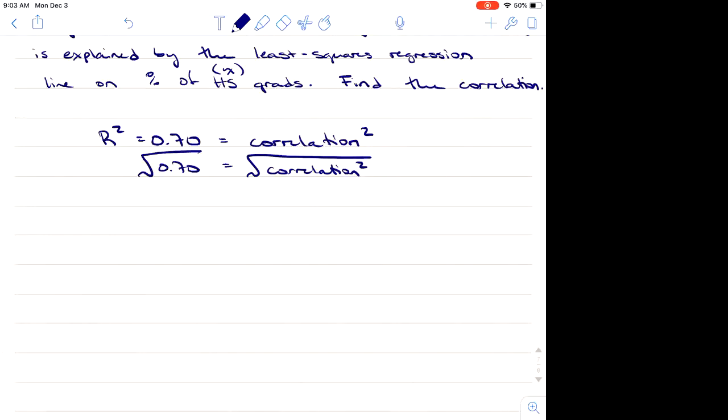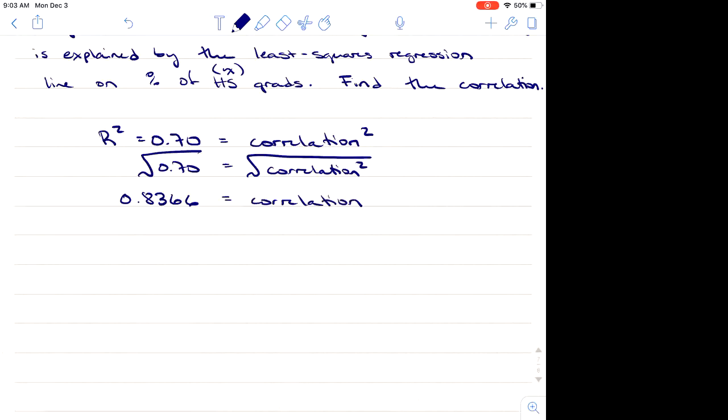Where's my trusty calculator? I don't think I have it. Man, oh man, I didn't bring it. What's the square root of 0.7? I give up. That's good. Thanks. Close enough? 0.8366. Okay. Is the correlation.